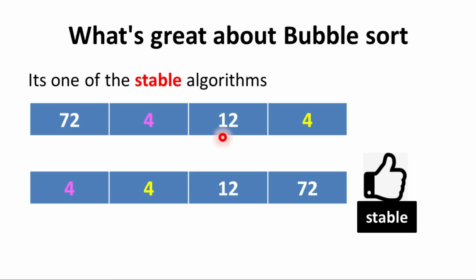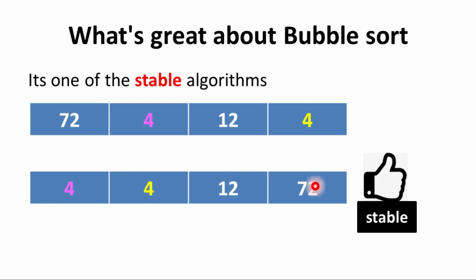For example, when I have an input of unordered elements 72, 4, 12 and 4, there are two 4s in this particular array. To differentiate these two 4s, colors are maintained. This is the pink color 4 and this is the yellow color 4. Now when I apply the bubble sort technique, I'll get my output like this: pink color 4 here and then yellow color 4 here, and 12, 72.